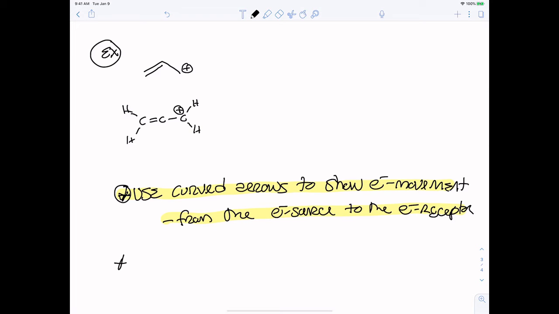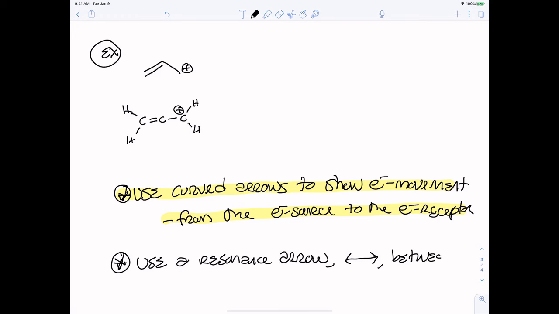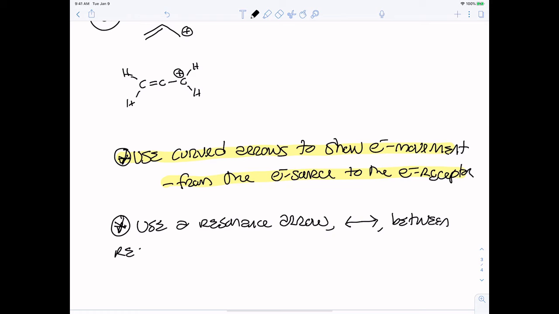And then the other thing is we're going to put a resonance arrow between resonance structures, which is actually going to be a single line with two ends on it. So be careful, not an equilibrium arrow, right? An equilibrium arrow is two arrows, each pointing in a different direction. So we don't want an equilibrium arrow, we want a resonance arrow. So this is a new arrow for us. One line, and then it's pointing in both directions.